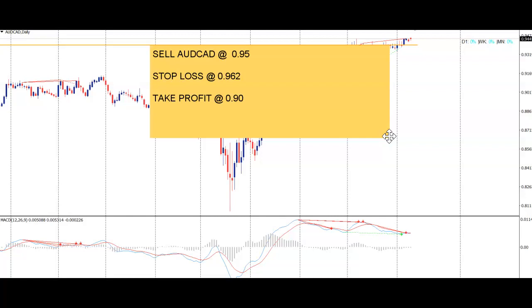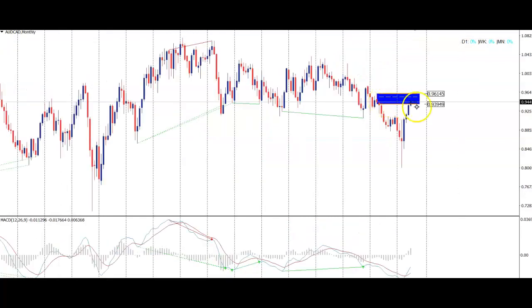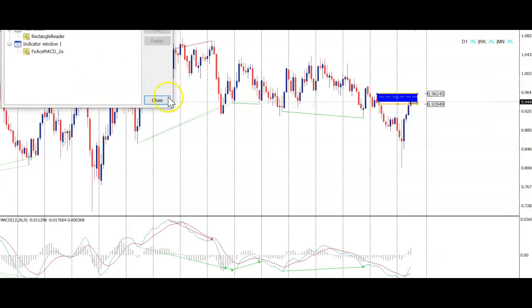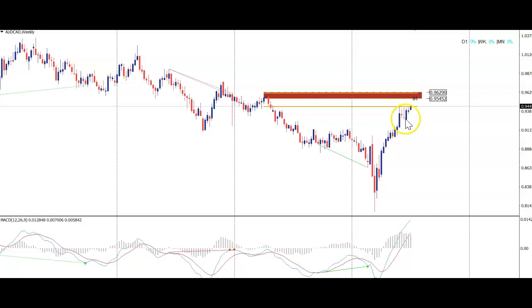AUD CAD, it's a sell, and we'll just go over the reasons why again here. Okay, so we're approaching this monthly area here, so around in between 0.95. Okay, it's untested. It's from last year on the monthly charts. So we are going to get some reaction here. You can see the initial move up here. It's a huge rally, but you can start to see price action slowing down.